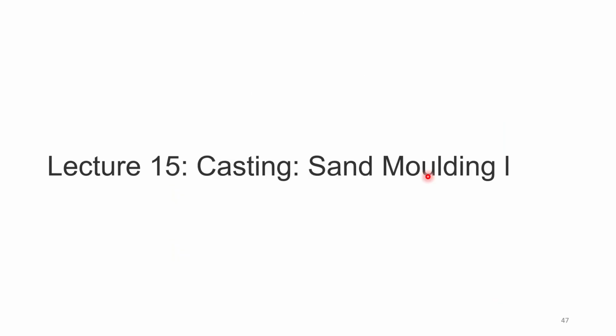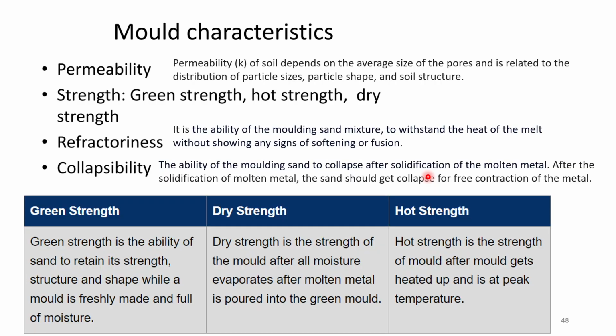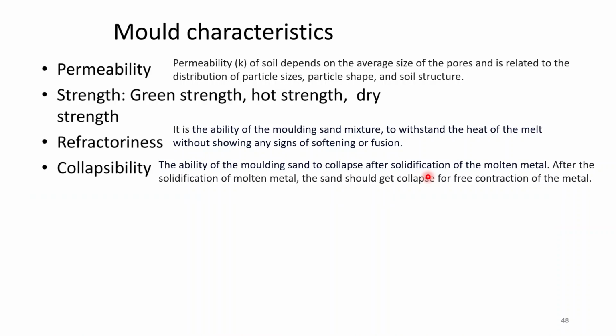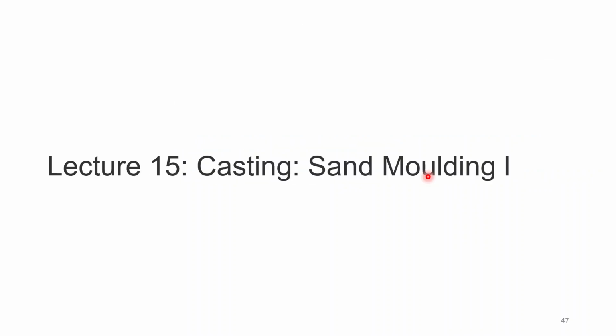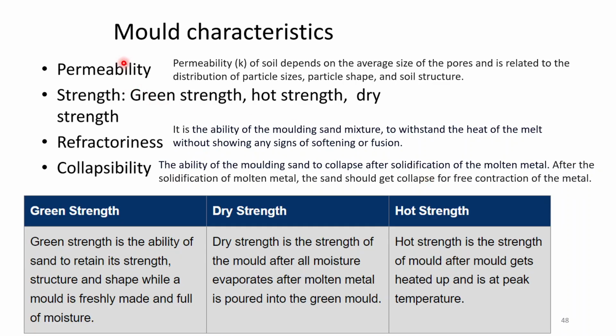Chapter 15, you have sand molding. So sand molding will be where your mold will be made using sand. Okay, so first is mold characteristics. So these are various characteristics of mold.